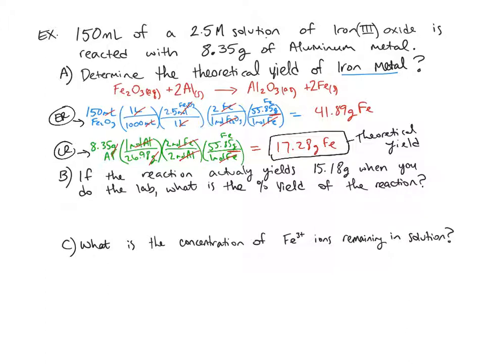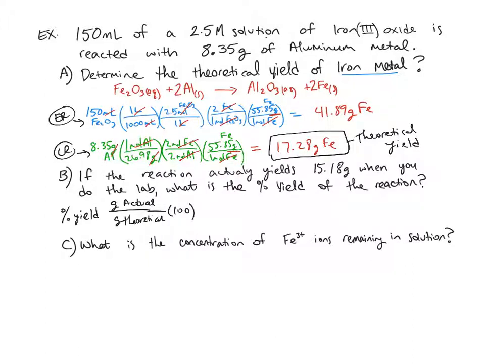If the reaction actually yields only 15.18 grams, when you do the lab for real, well, then what's that percent yield? Again, let's remember our equation, right? Percent yield from the previous page is simply your grams of actual divided by your grams of theoretical, right? Actual yield over theoretical yield times 100.